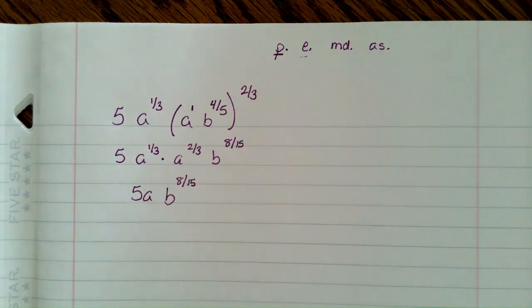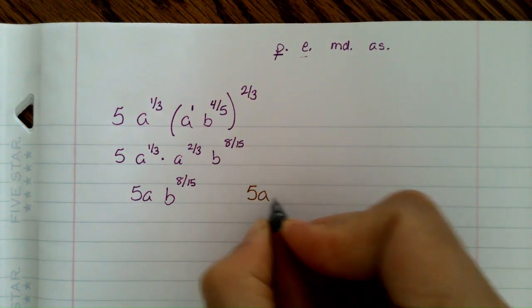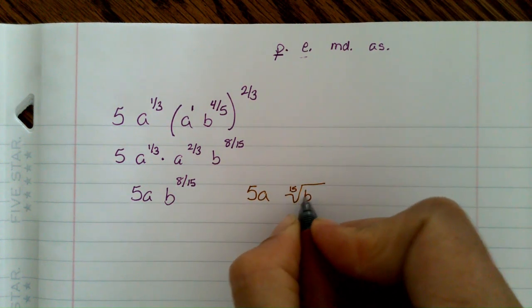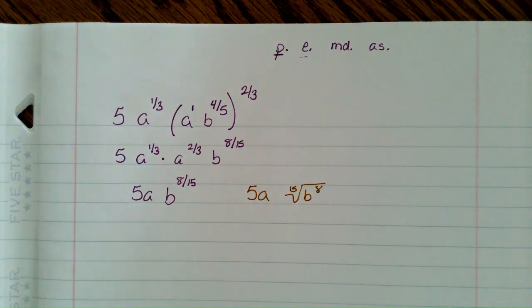It is perfectly acceptable to leave your answer like that. If it says write your answer in a radical form, 5a, the 15th root of b to the 8th. These mean the exact same thing. I am not going to be picky in my classroom on which way you write it unless the directions specifically state one way over the other.